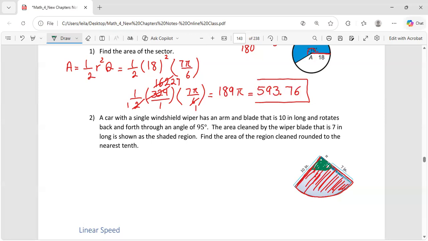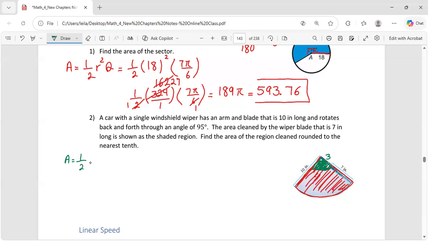So the radius of the green part is 3. To find the area of the shaded region, we need to find those two areas and then subtract them from each other, because we need to exclude the green part from the red part. So let's find the area for the whole and the area for the green part.